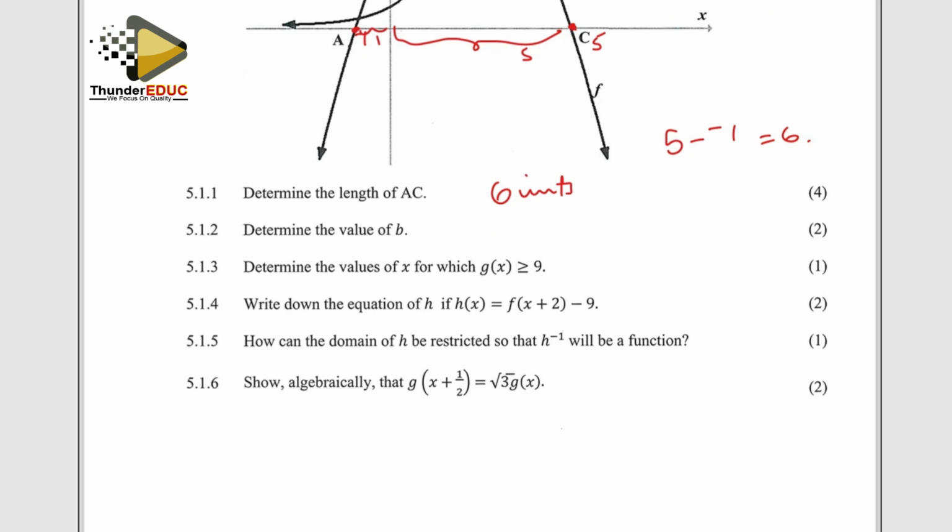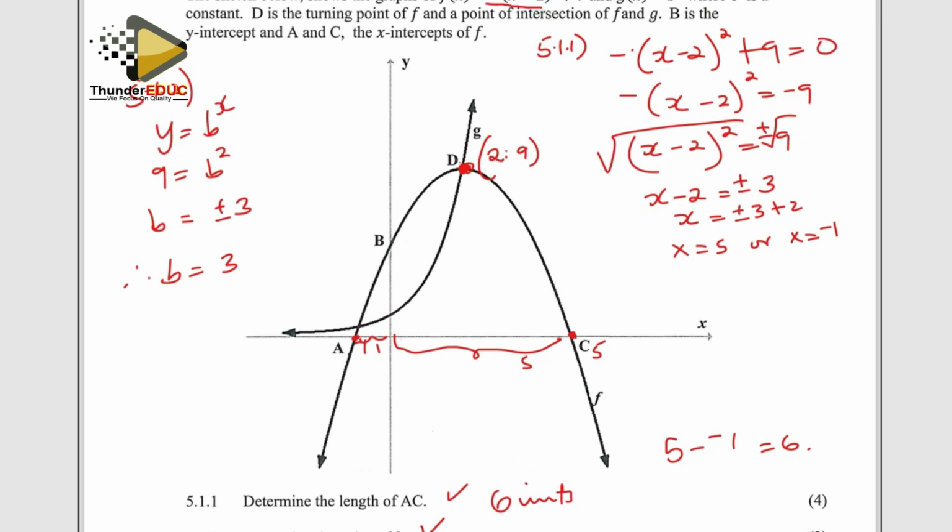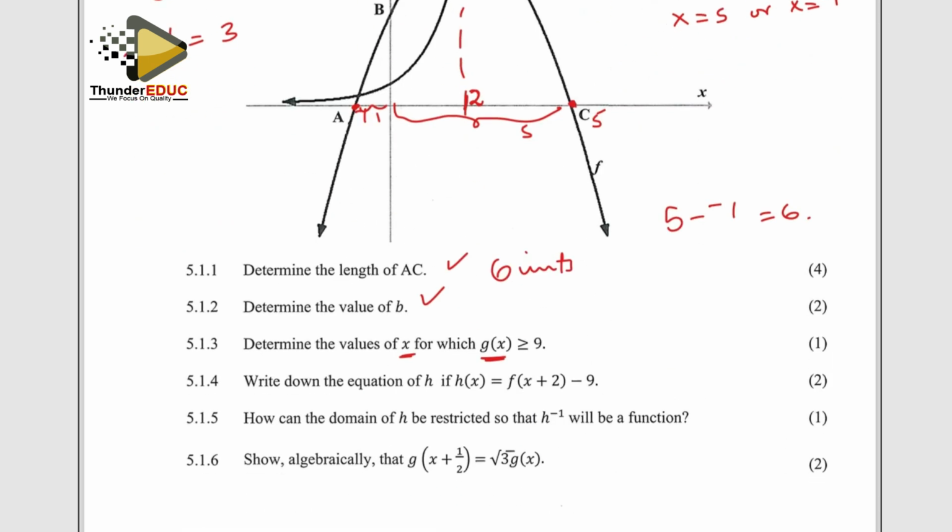All right, then they want us to determine the values of x for which g of x is greater than 9. So where is g above 9? For which values? So you can see that if x is 2 here, below the 2, the graph is below 9. And then after the 2, the graph is above 9. So we're going to say that x must be greater than or equal to 2.